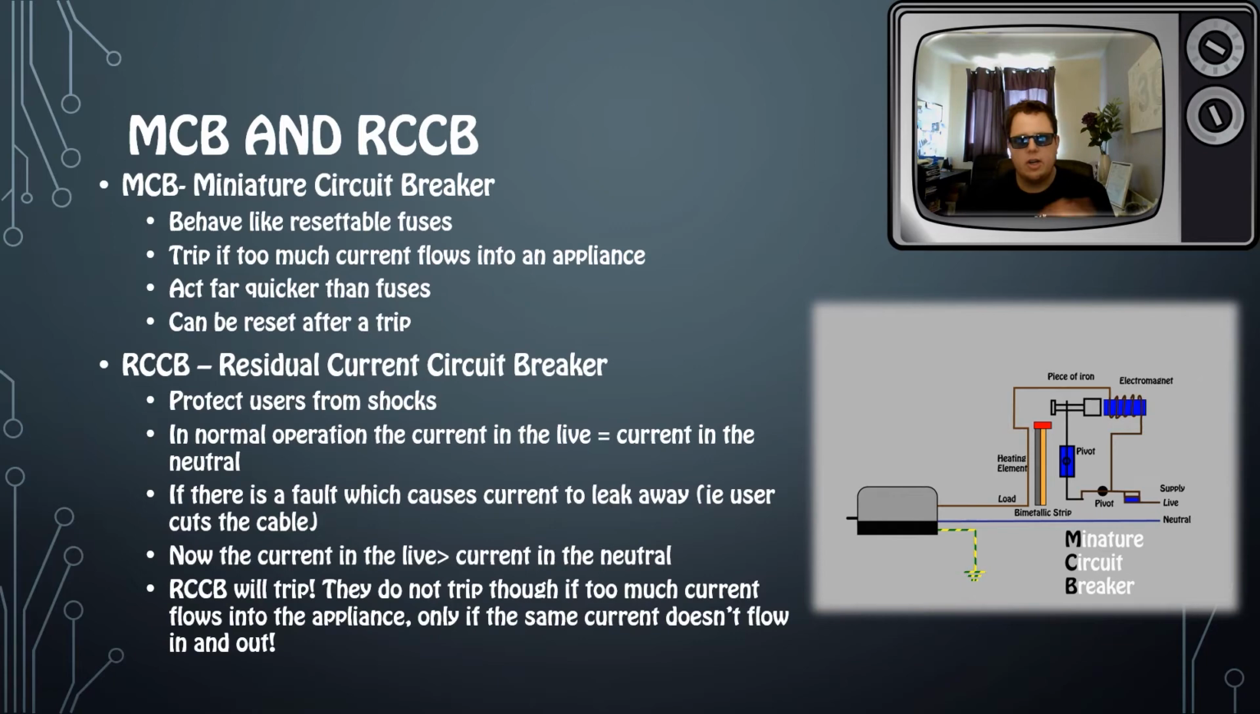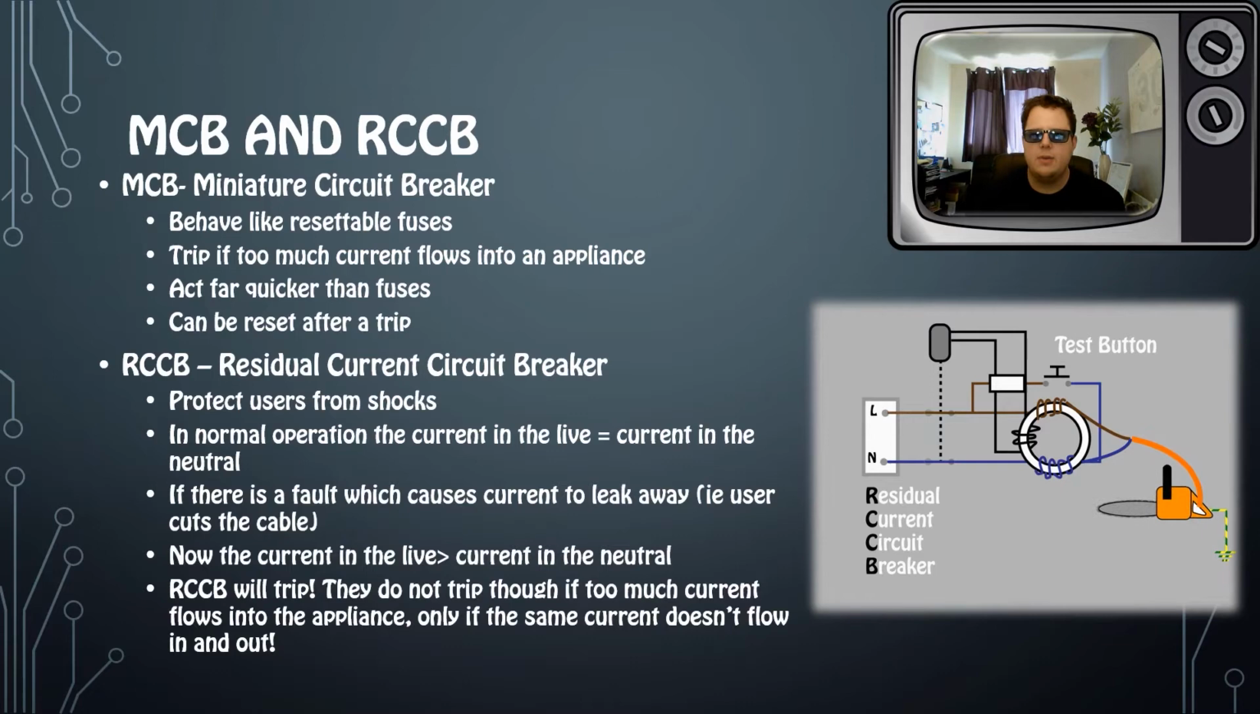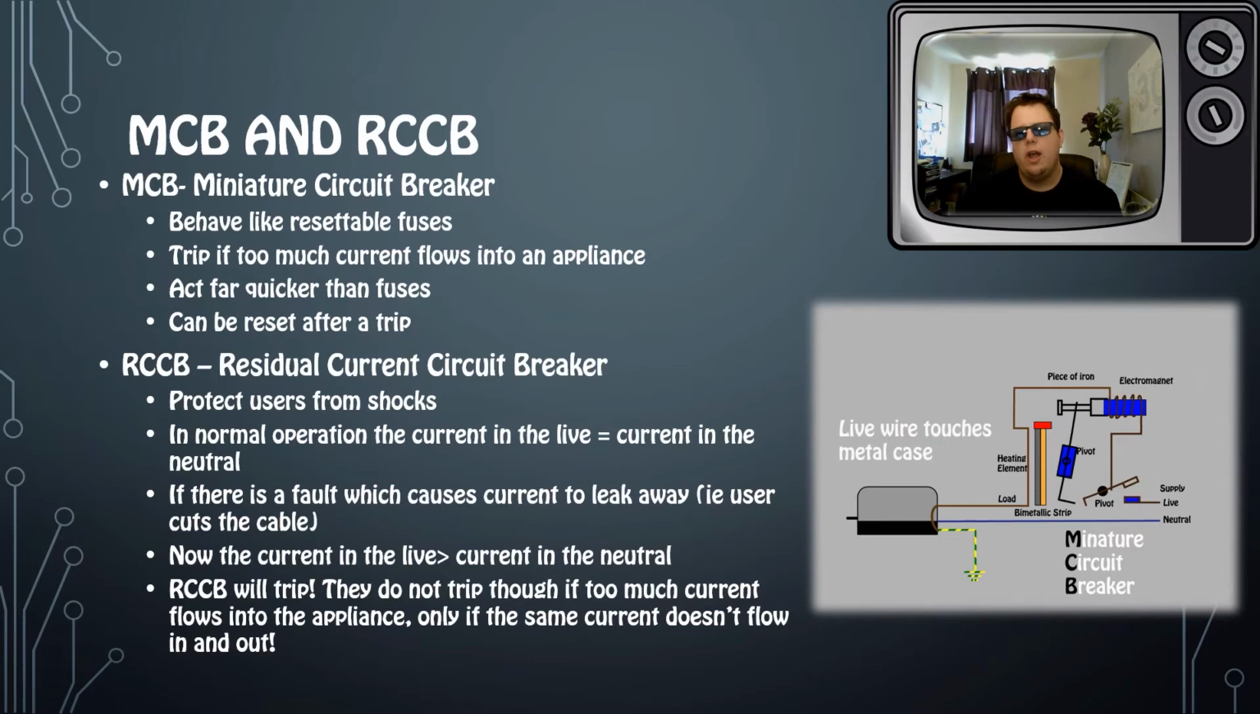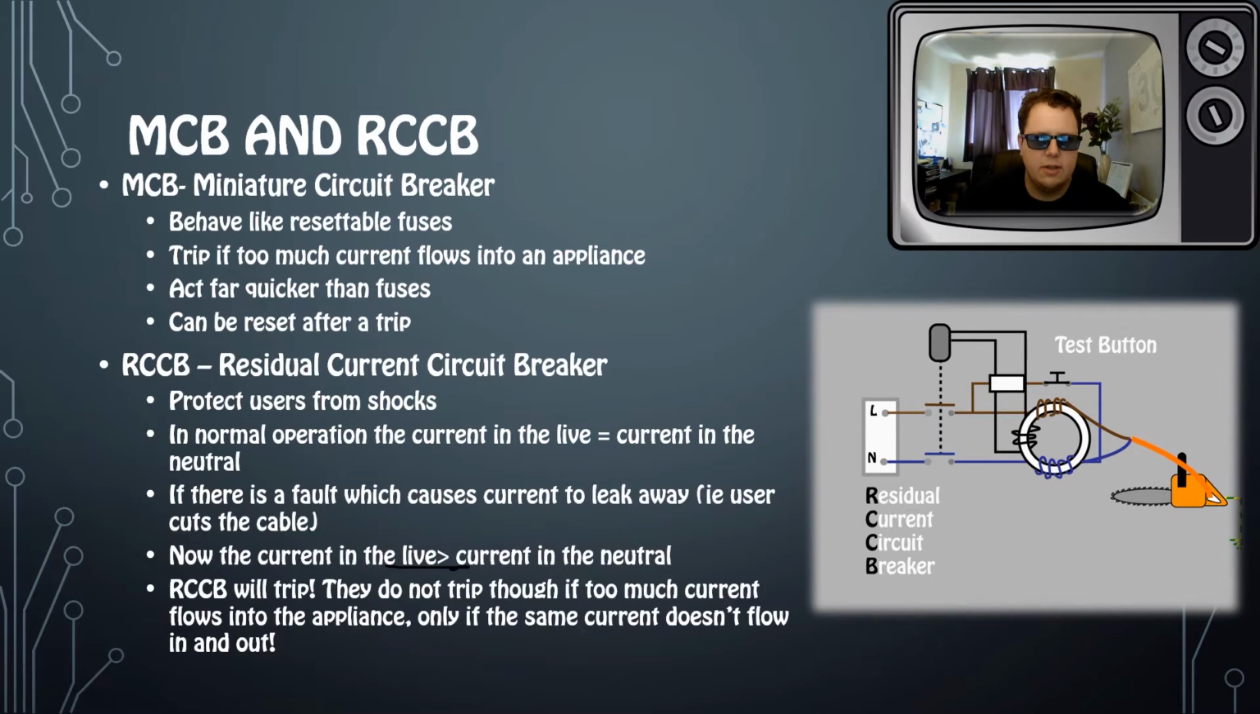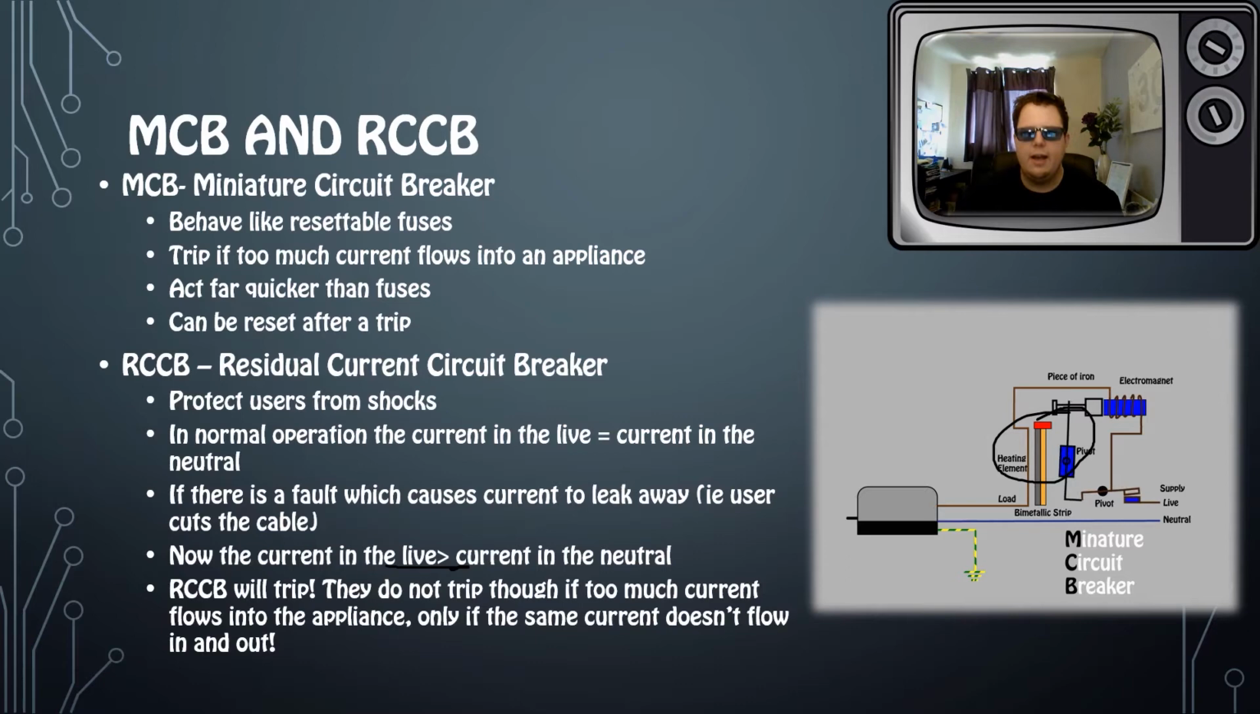Now, there could be a fault. For example, if you cut a live wire, as we have in our example here with our electric chainsaw, if it cuts the wires and the wires touch, or the live wire touches you, or the live wire touches the ground, then the current in will no longer equal the current out. Generally, the live current will be bigger than the neutral current. And what that causes in this ring here is it causes electricity to flow in the bit that went up here. And again, that has an electromagnet in it that causes the circuit to trip.